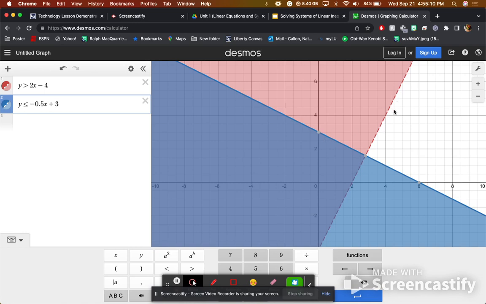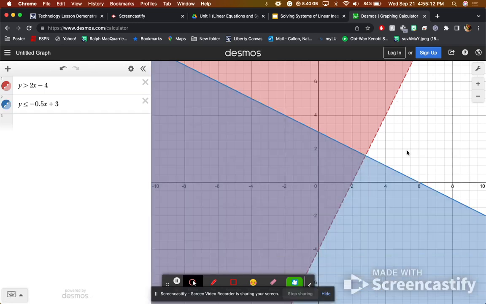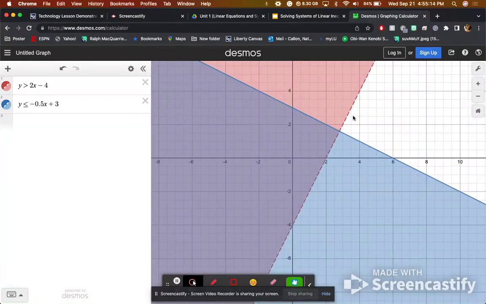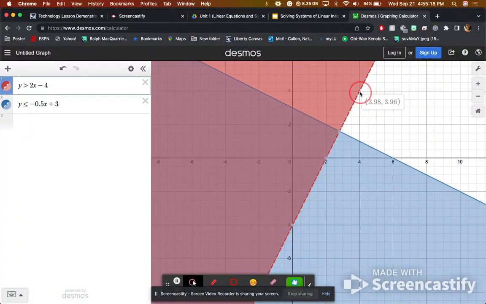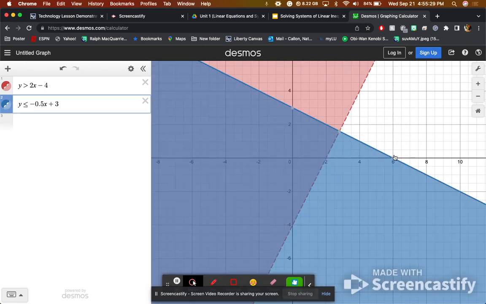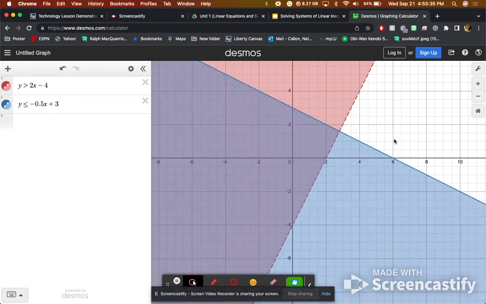If you were to graph this by hand, you'd make a dashed line, okay? And you need 2 points to graph this line. I want to have 2 nice points, so I can do 4, 4, and then 0, negative 4 to graph this first line. Then for my blue line here, I can do 6, 0, and 0, 3. Okay, I can make those nice.